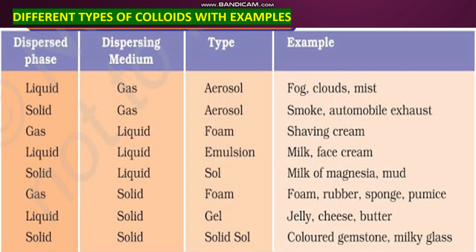Here there is no comma between foam and rubber. It is one word, foam rubber. One substance it is. Then liquid dispersed in solid. That is called gel. Examples: jelly, cheese, butter. Next, solid dispersed in solid. That is called solid sol. Examples: colored gemstone, milky glass.